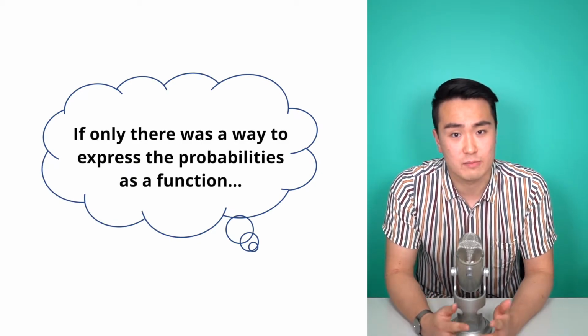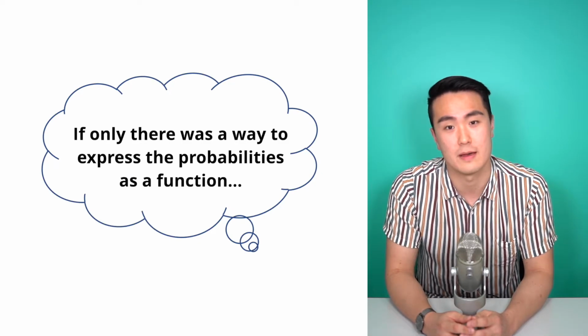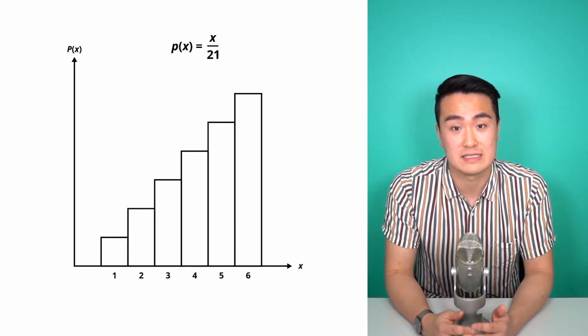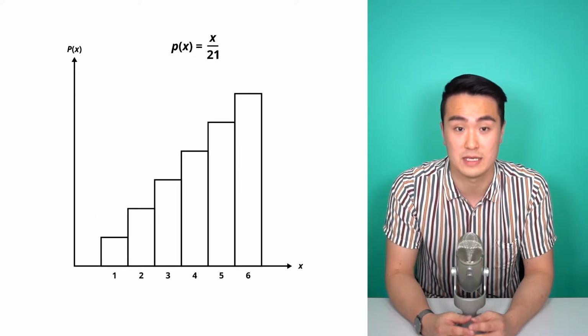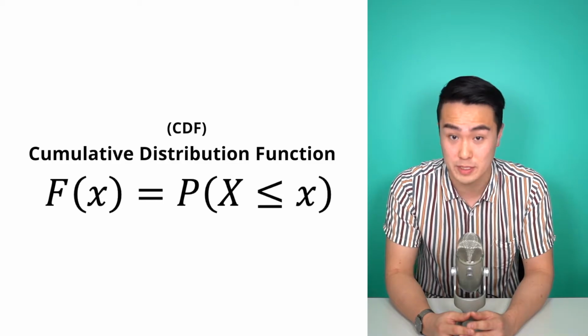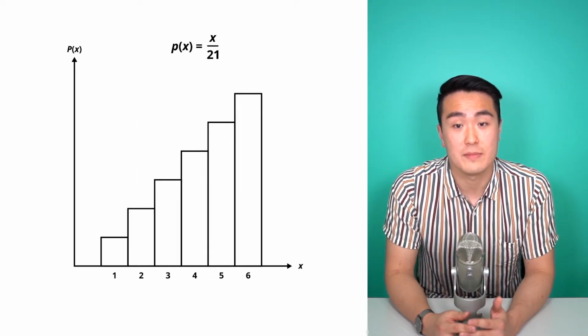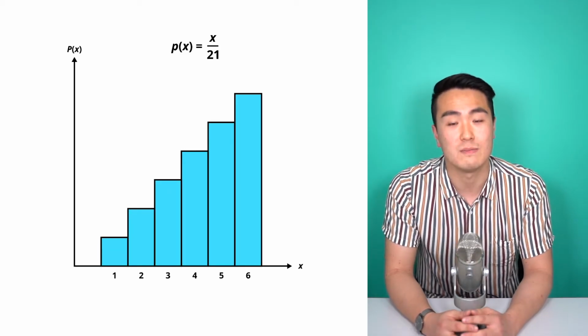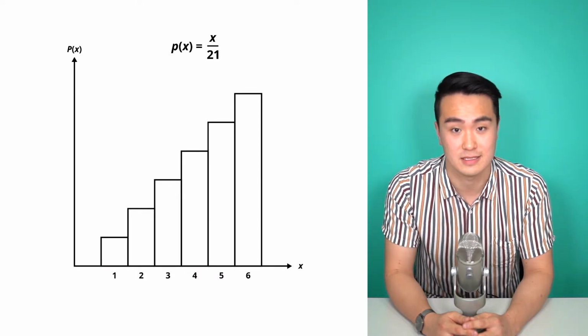If we can somehow express the probability of each outcome as a function, wouldn't that be nice? A function that expresses the associated probabilities of a discrete random variable is called the probability mass function, or PMF, denoted little p of x. So in our example, we can both deduce and graph our PMF to be x on 21. Similarly, if there exists an expression that describes the cumulative probabilities, we call that the cumulative distribution function, CDF, and denoted capital F of x. Because the PMF represents the probability of each outcome and the CDF represents the cumulative probability, we can immediately establish a relationship between the PMF and CDF.